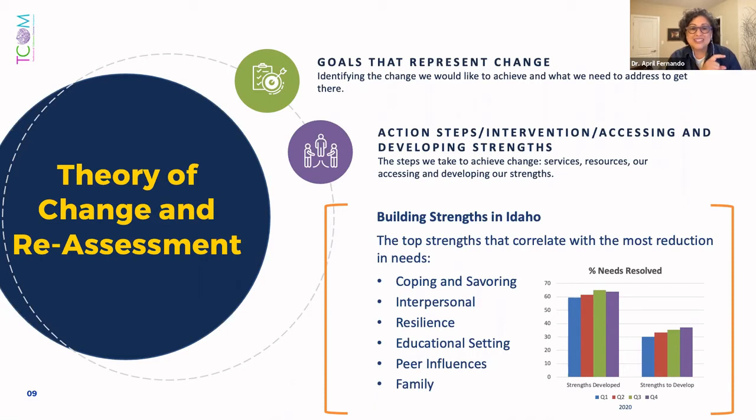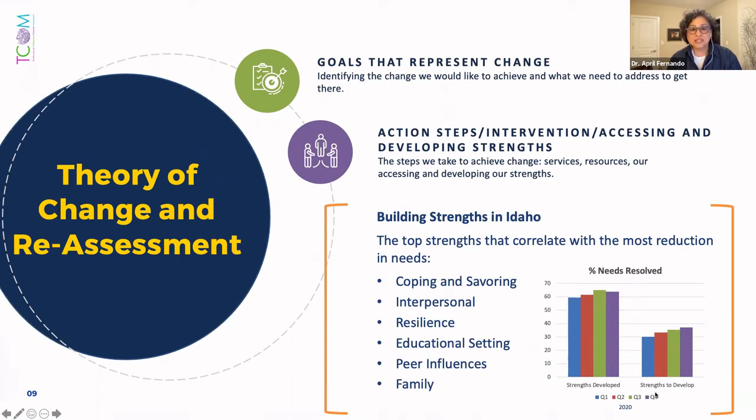The bars on the left, the tall bars, show the percentage of needs resolved when 4 out of the 6 strengths were developed. Let me say that again. So these bars right here represent the percent of needs resolved. So these are percentages. You can see this is a little bit over 60. This is almost like 67. These are high 60s. 60% of needs resolved when 4 out of 6 of these strengths were developed.